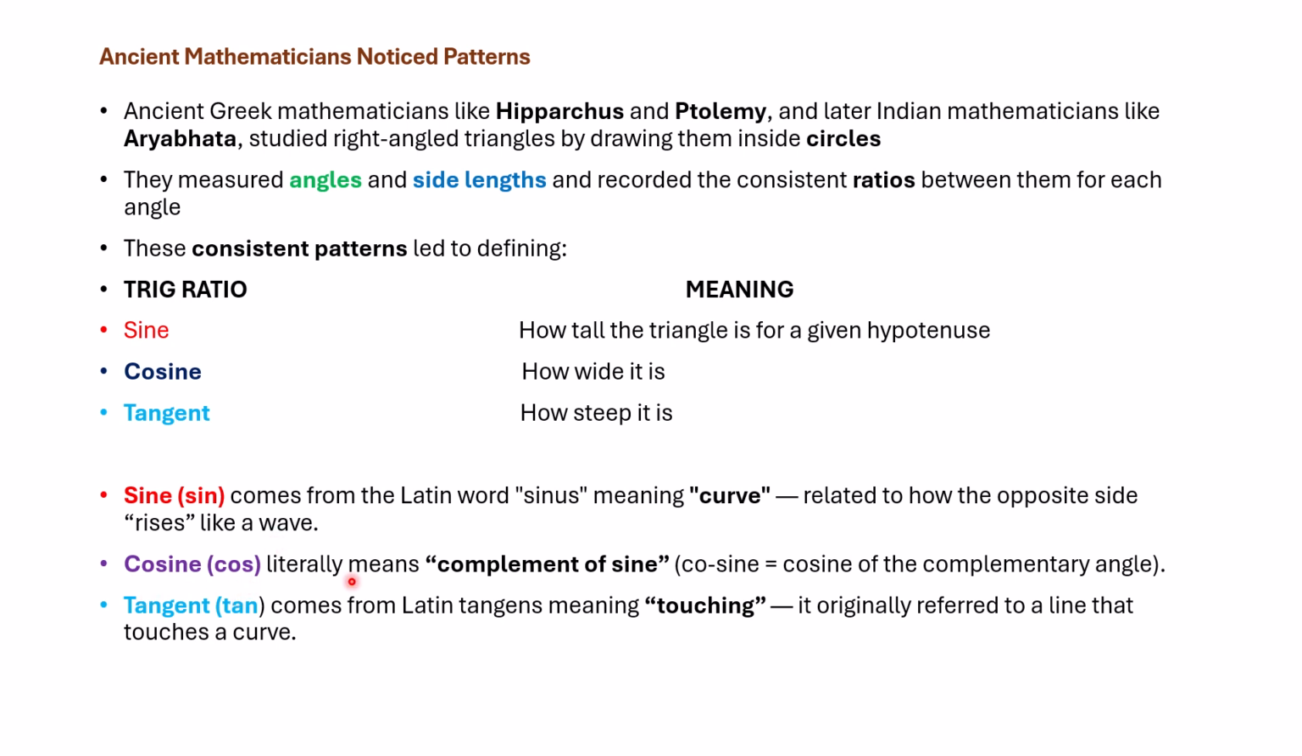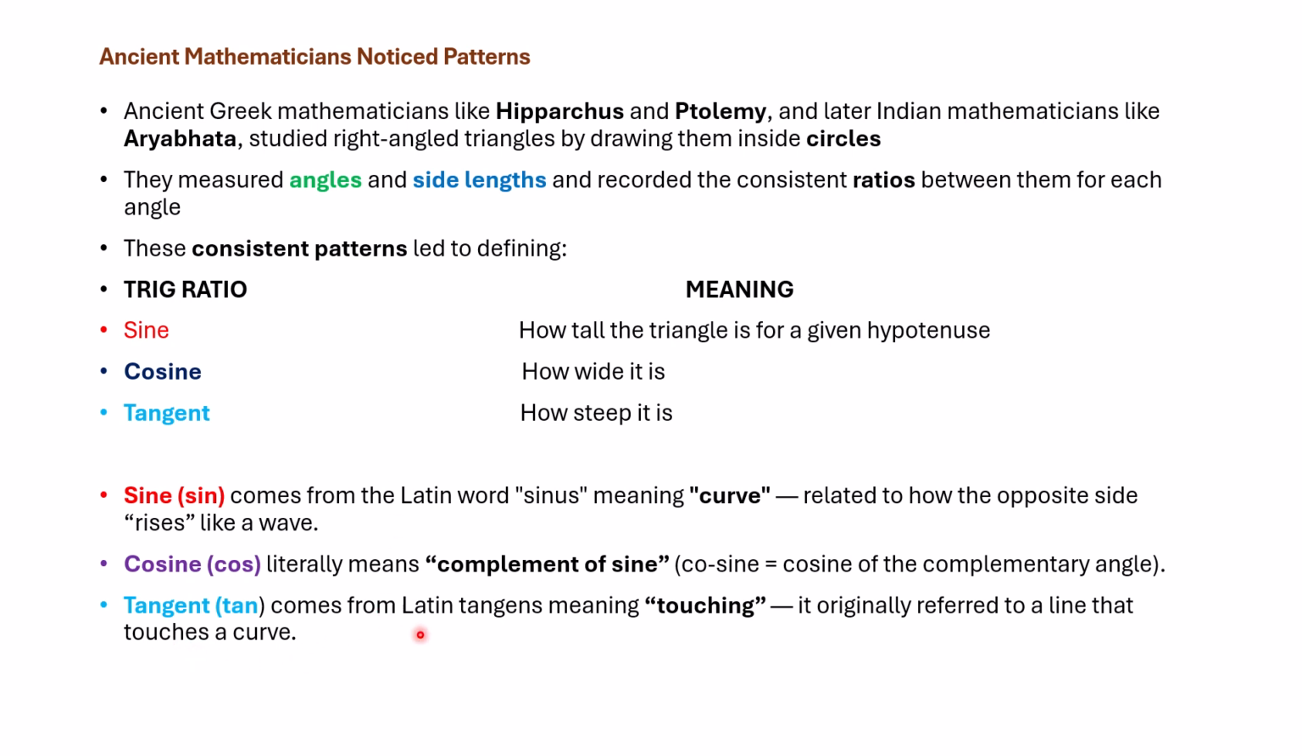Cosine literally means complement of sine. That's why it's cosine, right? Or in short, we say cos. So cosine is the complementary angle. So what I mean with complementary angle, if sine is 40 degrees, then cos there on the other side must be 50, because 50 plus 40 gives me 90. So when two angles add up to 90, they are referred to as complementary angles. I hope that makes sense to you.